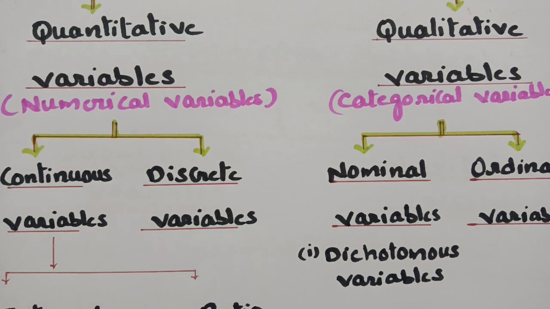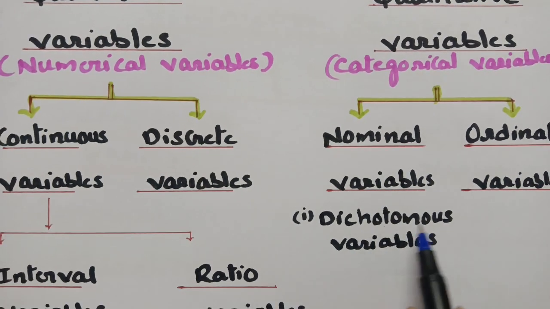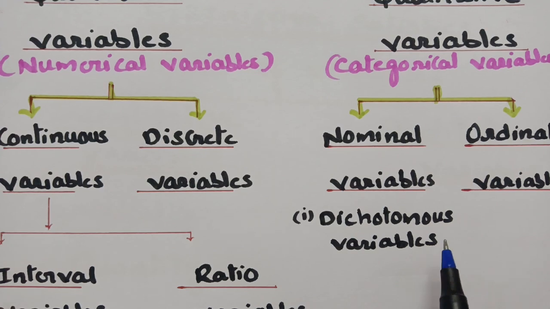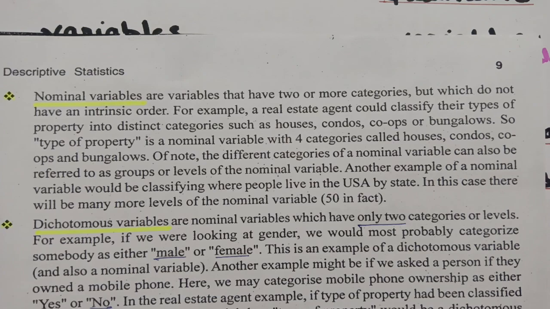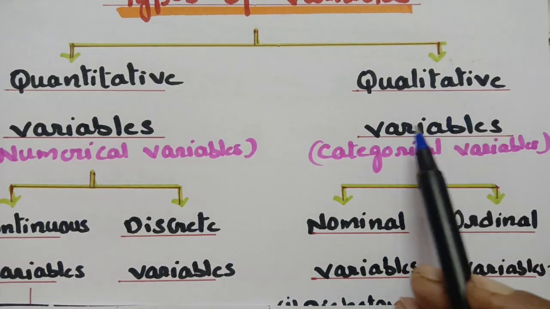And the next one here, I am going to explain about the nominal, ordinal and dichotomous variables. And now I am going to explain from the textbook itself. See here, nominal variables. Generally nominal variables are from the qualitative variables.